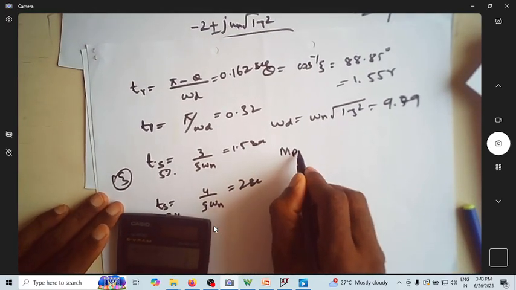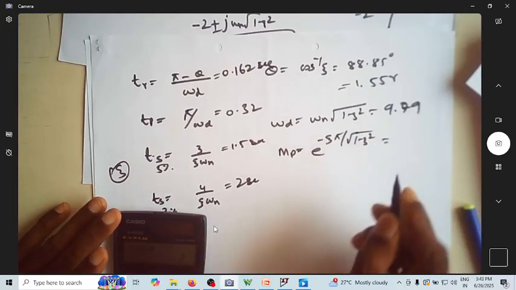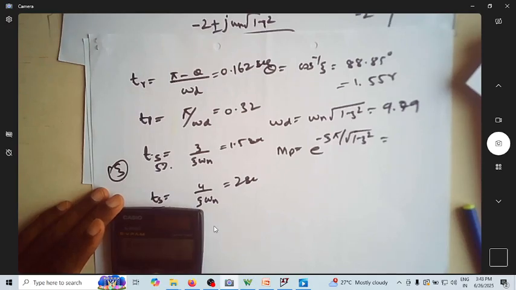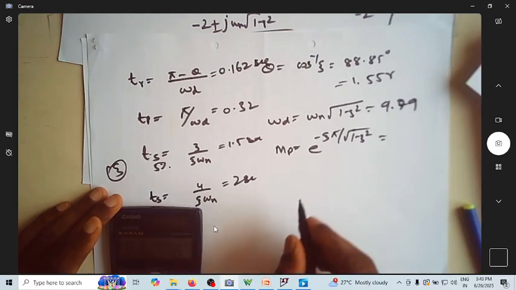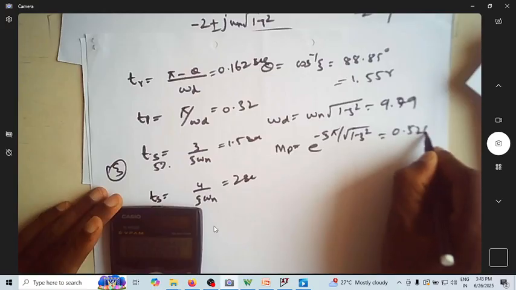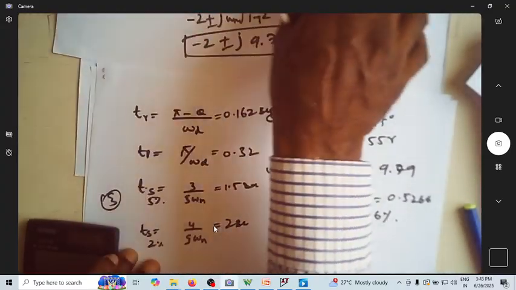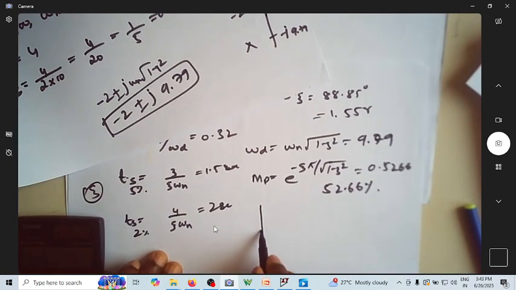And what is Mp? Mp is e power minus zeta pi by under root of 1 minus zeta square. This will be e power minus of 0.2 into pi divided by under root of 1 minus 0.2 square. So it is 0.5266, that is 52.66%. So if I give a step input for this system, it will end up with a response something like this.